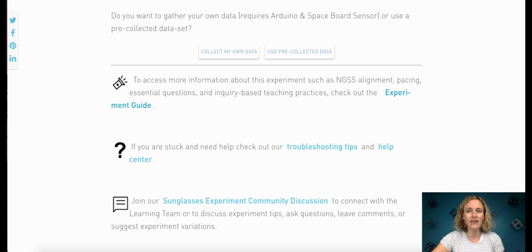tips and a help center in case you have trouble or experience a problem, and a community discussion where you can go to leave pictures of your students engaging in the project or tips or ideas for future curriculum development.